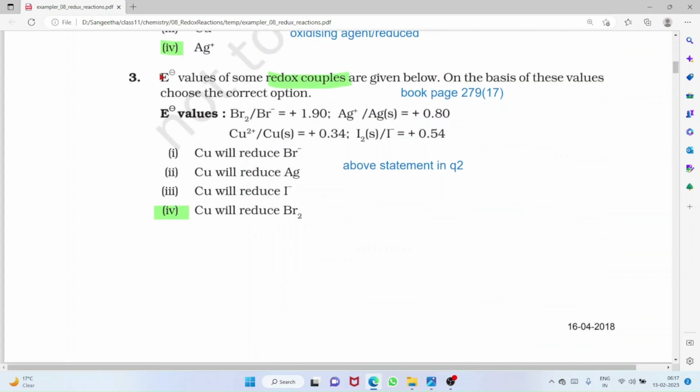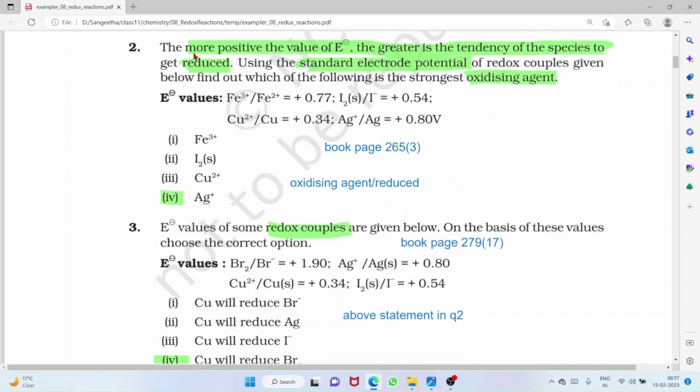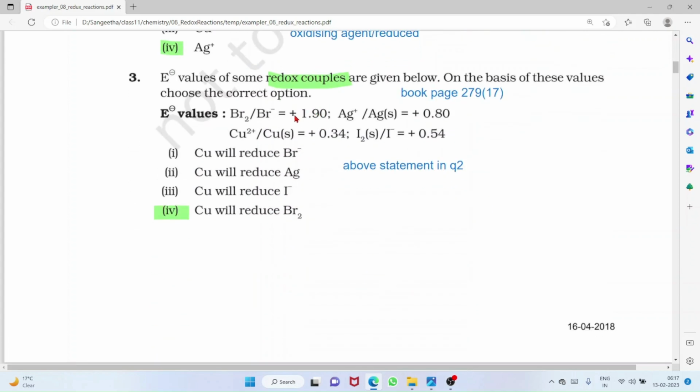These electrode potential values of the redox couples are given below. On the basis of these values, choose the correct option. See here they are already given. More positive means greater tendency to get reduced. So this is more positive in the order. First, this redox couple will come first. Then this will come last, copper. So the copper will reduce the other one.